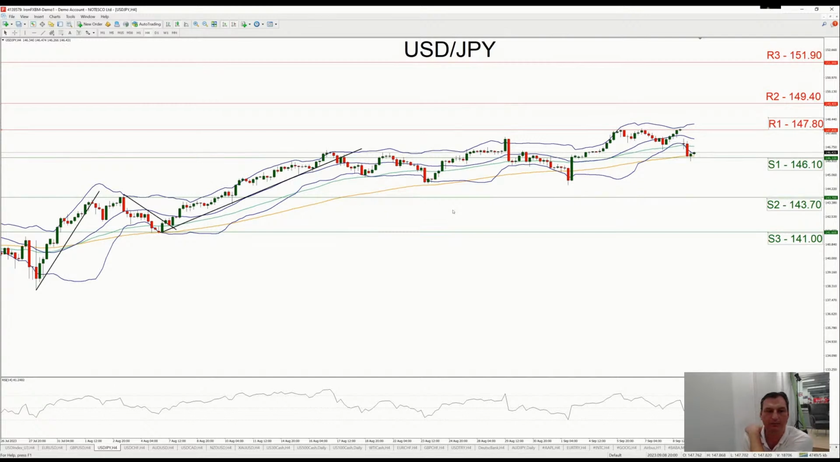So we tend to maintain a bias for the sideways motion to continue between the R1 and the S1, 146.10 and 147.80, given that the pair seems to be respecting both levels a couple of times. For a bearish outlook, we would require the pair to drop below the 146.10 and start aiming for the 143.70. On the other hand, should the bulls take over, we may see the price action rising, breaking the R1 147.80 and starting to aim for the R2 149.40.